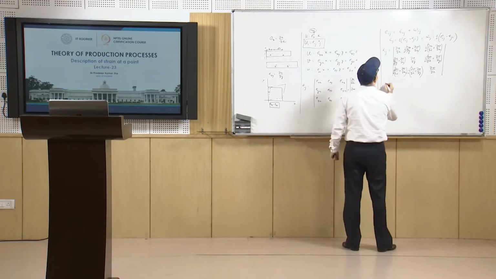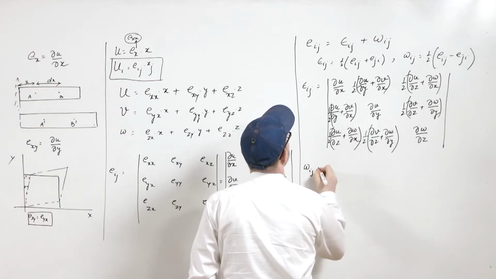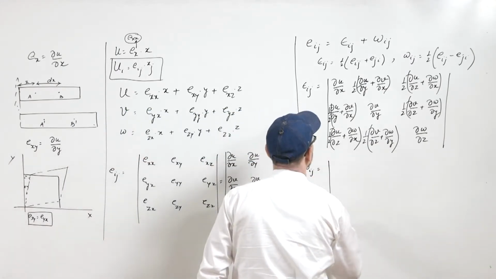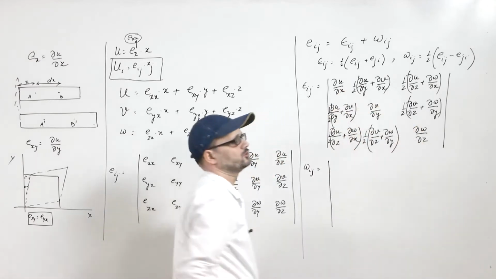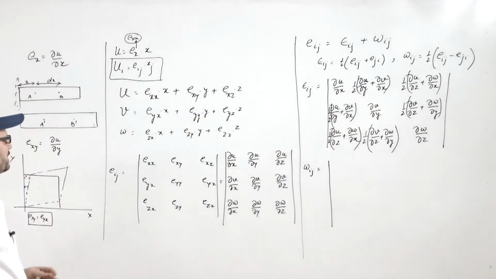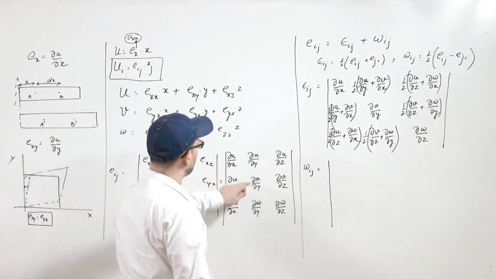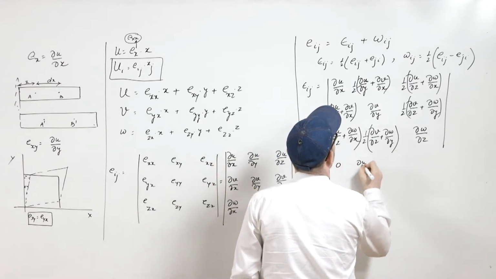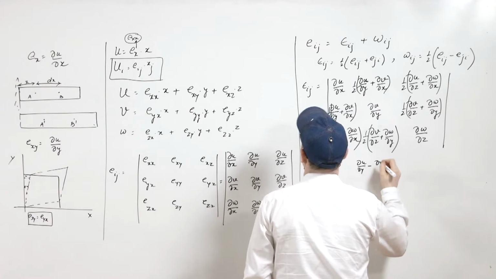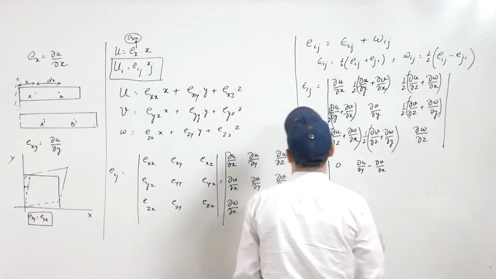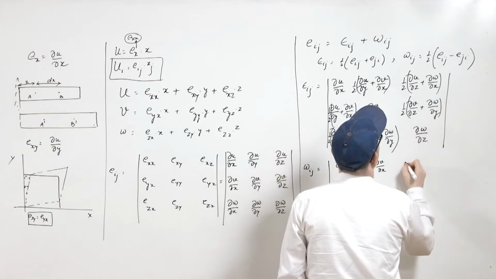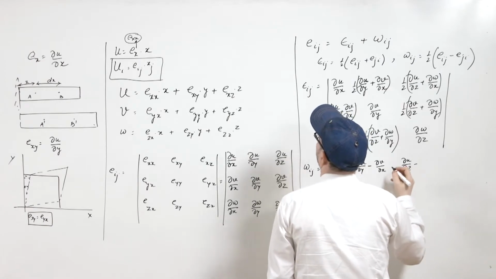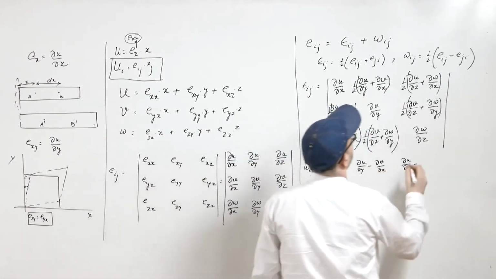Now the other component is omega ij. In this case the diagonal components will become 0 because you are subtracting. This will be 0, and this will be dou u by dou y minus dou v by dou x. Similarly, you will have dou u by dou z minus dou w by dou x.